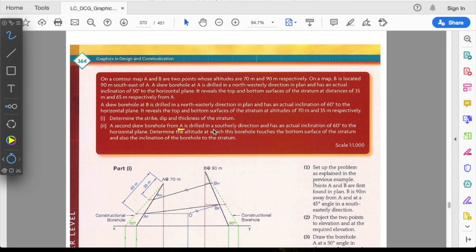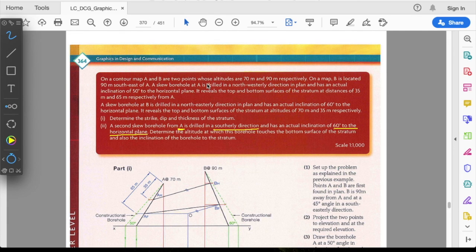It's going to be in a southerly direction and it has an actual inclination of 60 degrees to the horizontal plane. So 60 degrees to the horizontal plane. What it wants us to do then is to determine the altitude at which this borehole touches the bottom surface of the stratum and also the inclination of the borehole to the stratum.